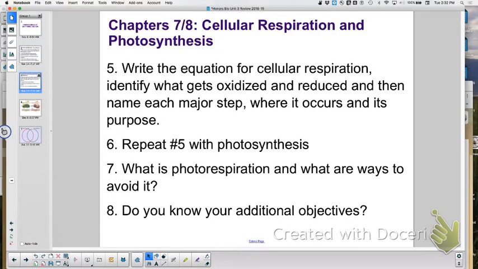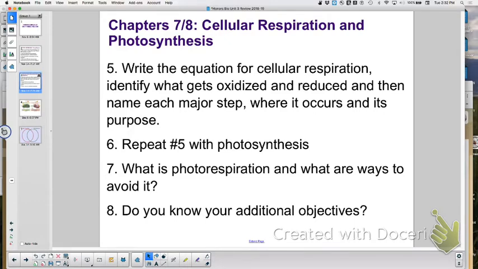Chapters 7 and 8 are similar, and this is why. Look what you do. Write the equation for cellular respiration. Identify what gets oxidized and reduced. Then name each major step where it occurs and its purpose. And then you need to do the same thing with what? Photosynthesis. We're halfway through that with photosynthesis. And then photorespiration, you're going to learn about that tomorrow.